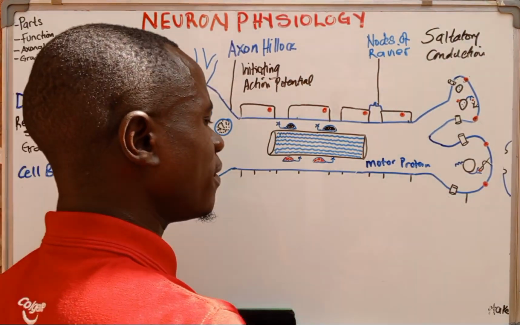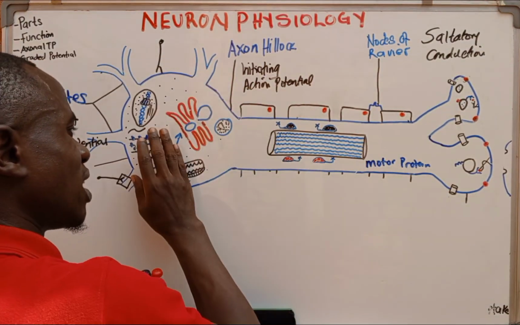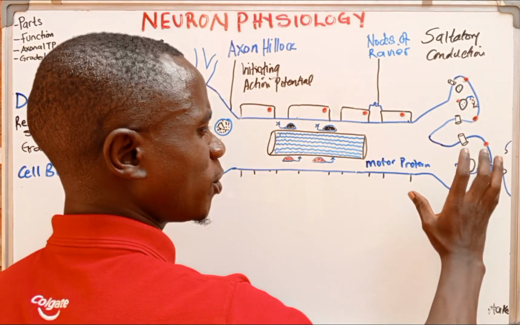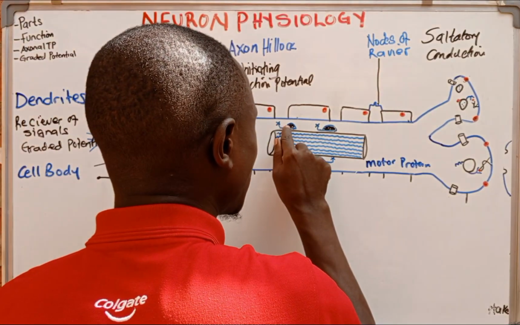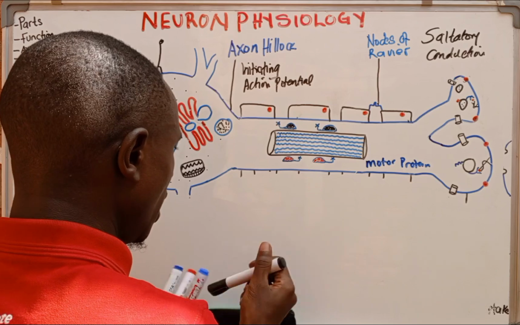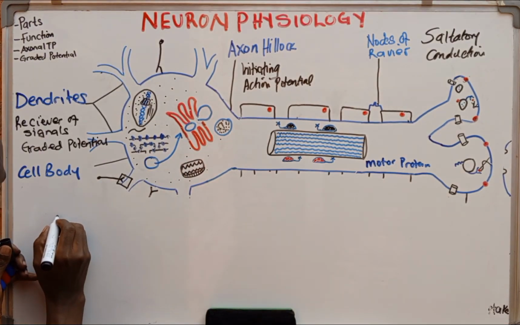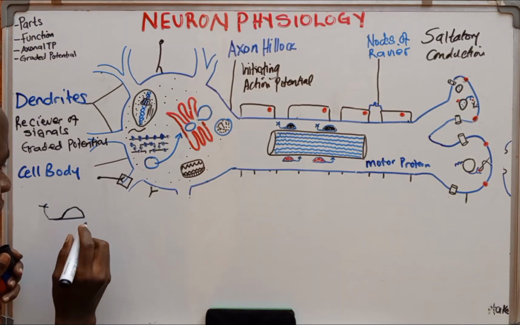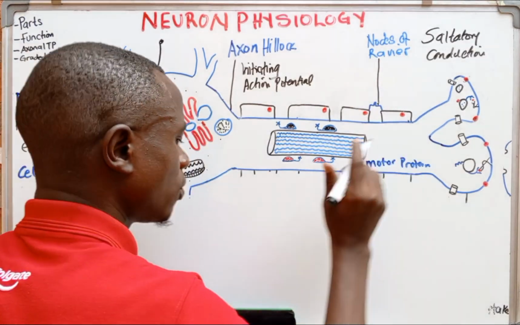Now we have a variety of them. We have motor proteins which are going to be transporting different substances from the cell body to the axon terminal, and we have motor proteins that are going to be transporting substances from the axon terminal back to the cell body. Starting with these airplanes which are facing this way, you see these proteins, they are taking substances from this area going to the axon terminal.